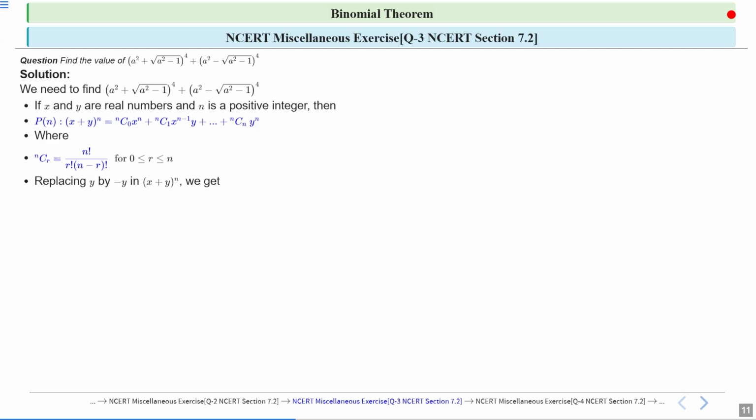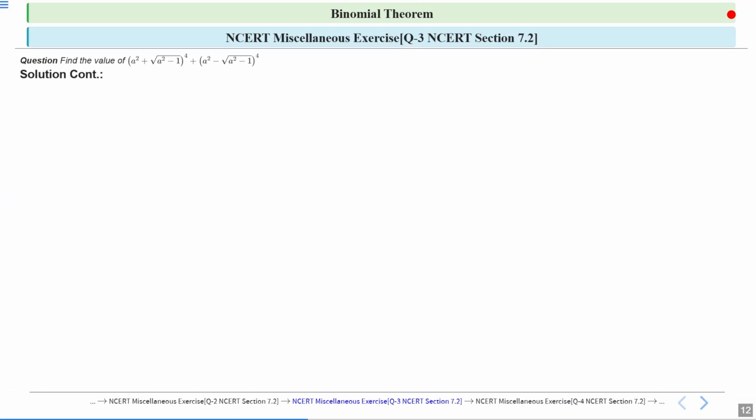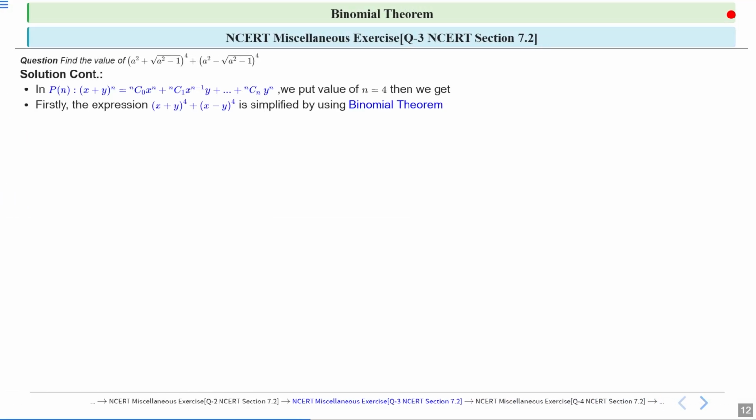Now replacing y by minus y in (x plus y) whole to the power n, we get (x plus minus y) whole to the power n, which is n choose 0 x to the power n plus n choose 1 x to the power n minus 1 times minus y plus dot dot dot plus n choose n (minus y) to the power n. So (x plus y) whole to the power n is equal to n choose 0 x to the power n plus n choose 1 x to the power n minus 1 times y plus dot dot dot plus n choose n y to the power n.